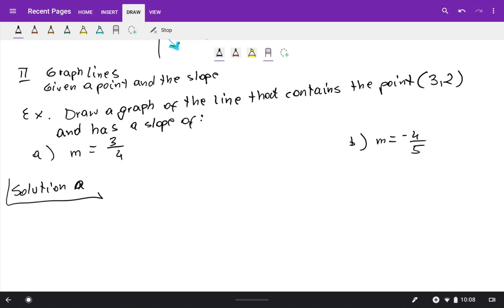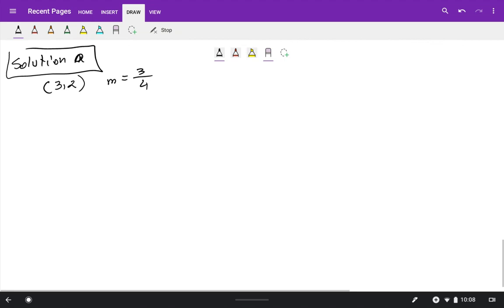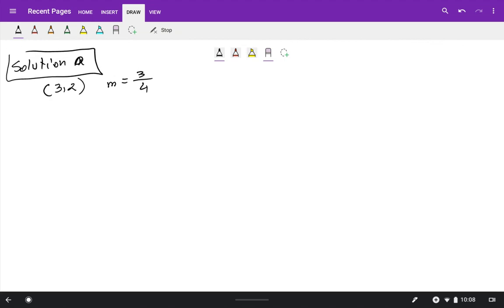Solution A. So what we know, we have a point which belongs to a straight line. This is 3, comma 2. And we know that our straight line has a positive slope. Okay, so my line will be rising up from left to right. So how are we going to draw that straight line with our equations?